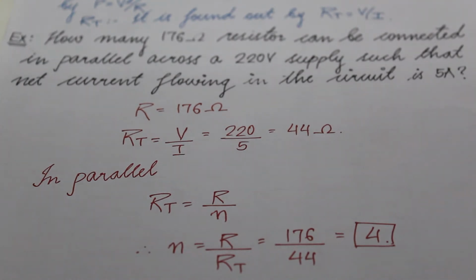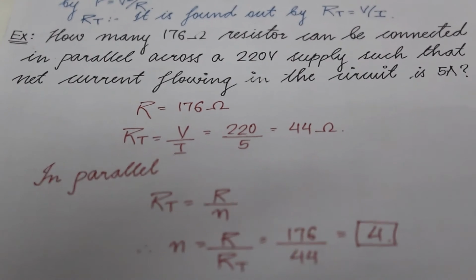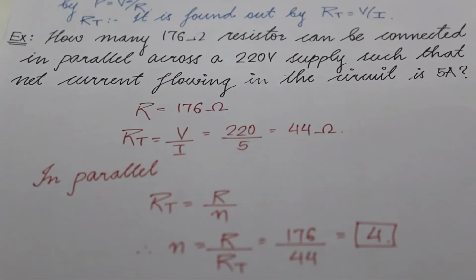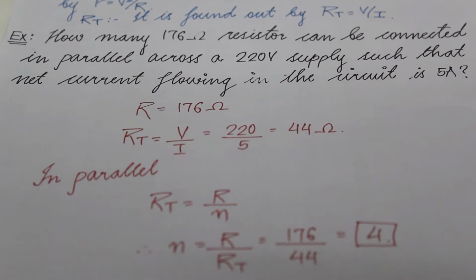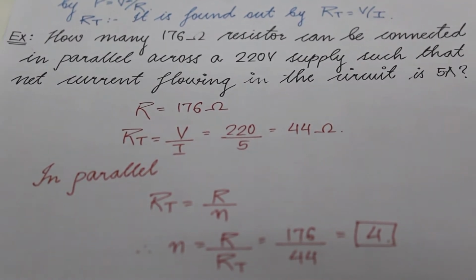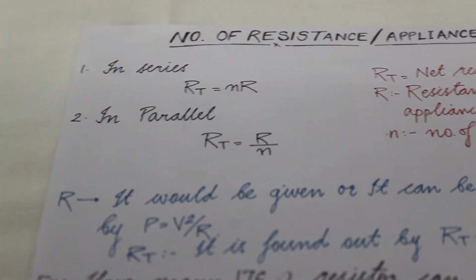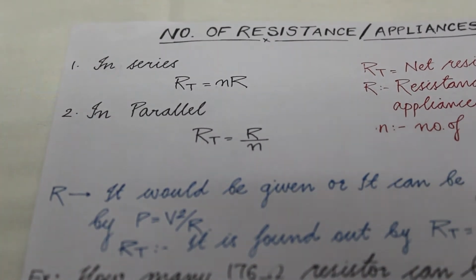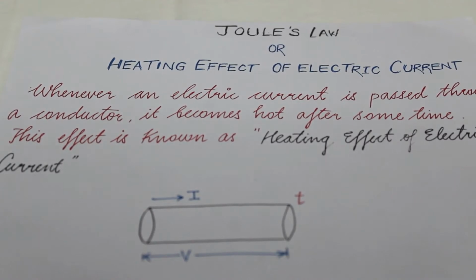You must remember this. These formulas are applicable only when each appliance has the same resistance. Otherwise, these formulas won't work if each appliance has a different resistance. So for series, the formula will be RT is equal to NR, and for parallel it will be RT is equal to R upon N. Now moving on, we'll now study Joule's law or the heating effect of electric current.